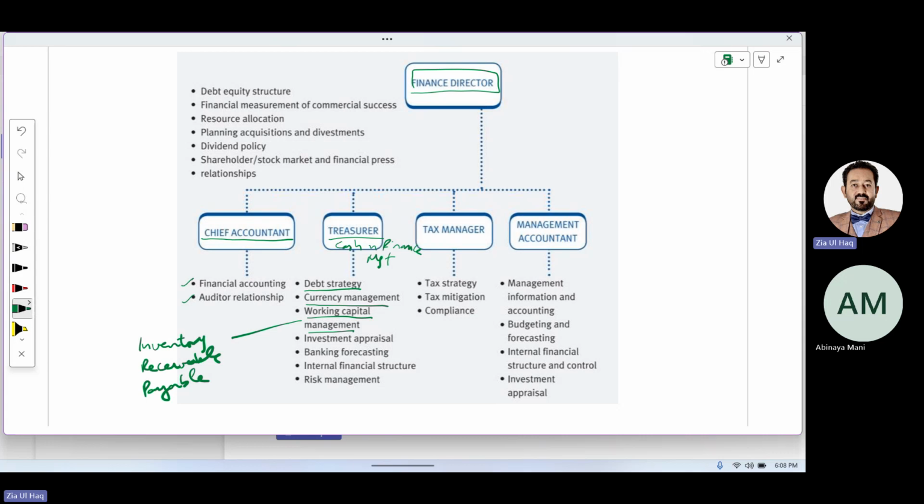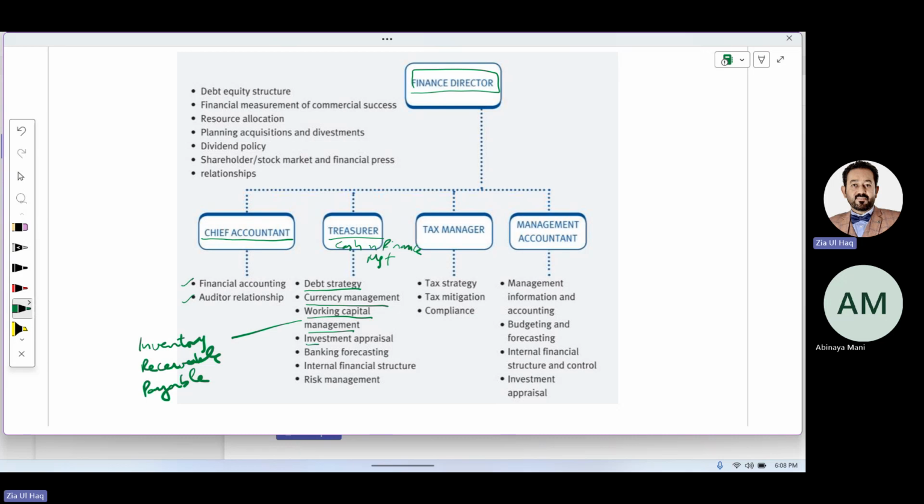What is inventory? The stock that a business sells to the customer. What is a receivable? A customer who bought goods on credit is called a receivable. Payable: a supplier from whom you have bought goods on credit. So managing inventory, receivables and payables is called working capital management.